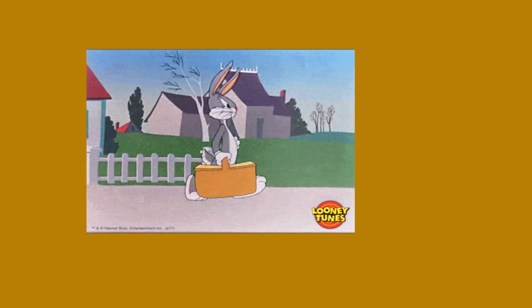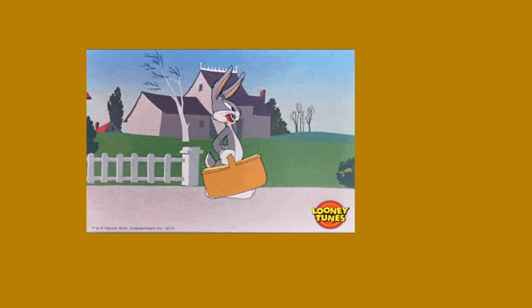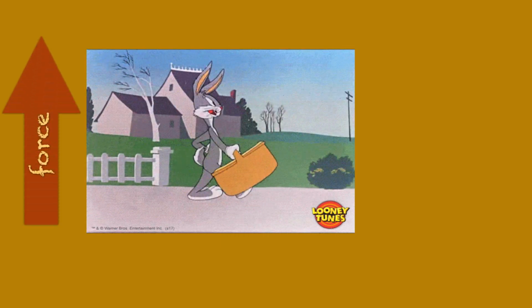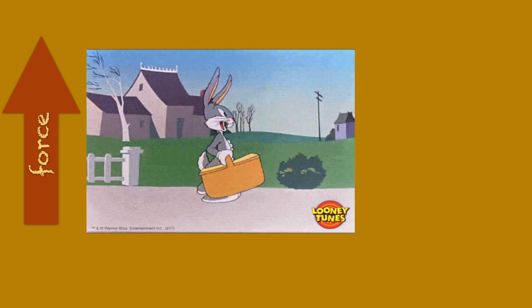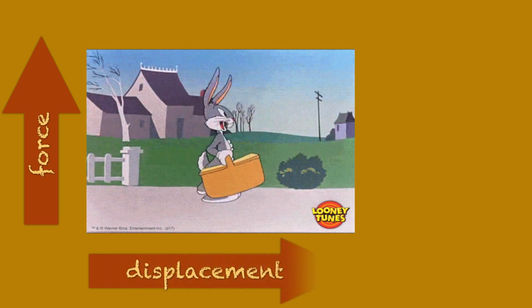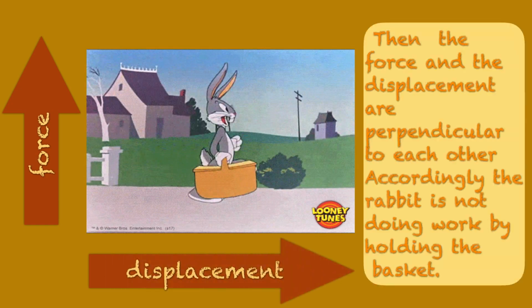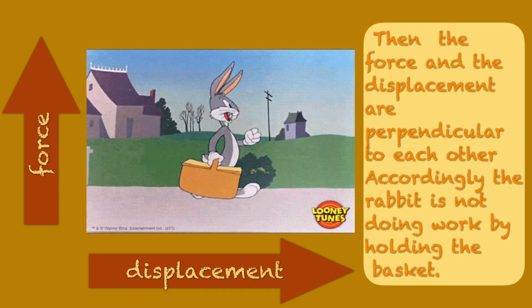Now look at this rabbit. What is the direction of the force applied on the basket? It's clear that the direction is vertically upward. In which direction does the basket move? The basket is moving forward. Then, the force and the displacement are perpendicular to each other. Accordingly, the rabbit is not doing work by holding the basket.